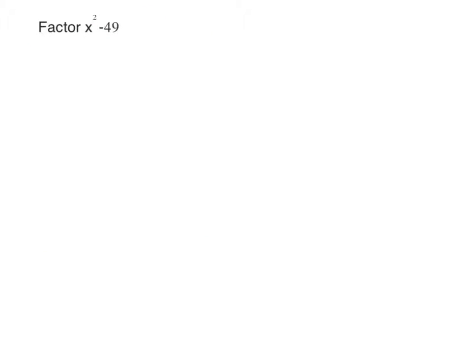Okay, last problem. So this problem is looking a little different because we only have 2 terms. But in reality, we kind of have 3 terms. Okay? This is really x squared plus 0x minus 49. But since we don't normally write that 0x plus or minus anyways, we usually would just write the minus 49, it looks like that. Okay? The process is exactly the same.